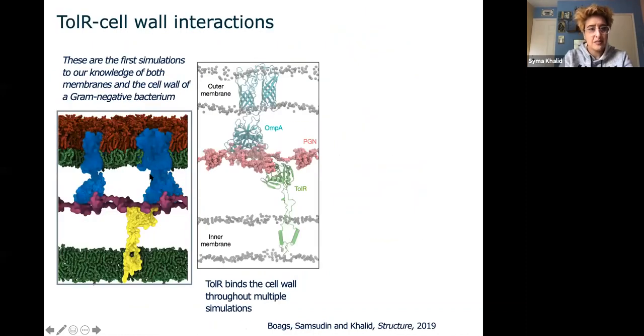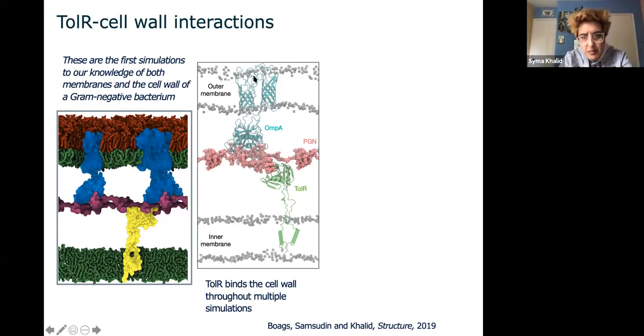So we ran some simulations, and these were the first ever reported simulations in which you've got a little portion or a chunk of a virtual cell envelope. We have the outer membrane, the inner membrane, the cell wall, and proteins on both sides.